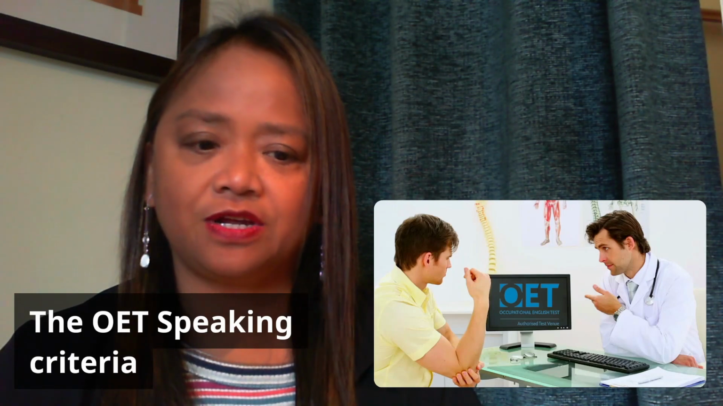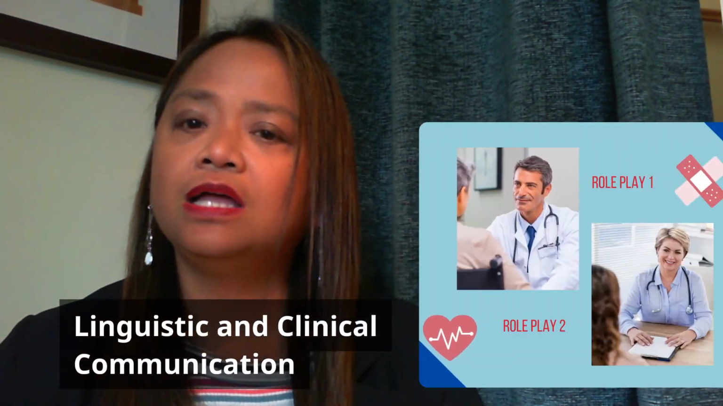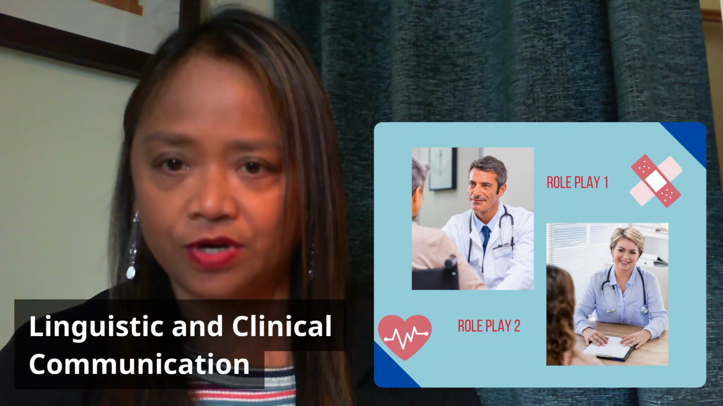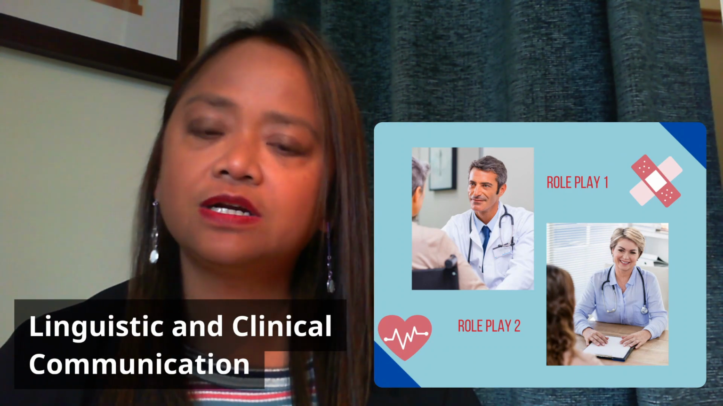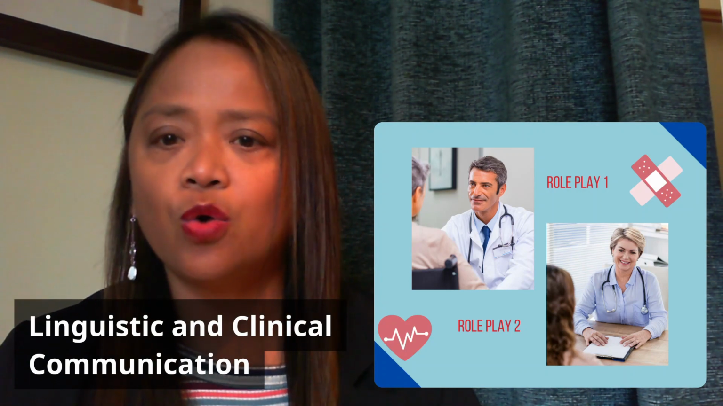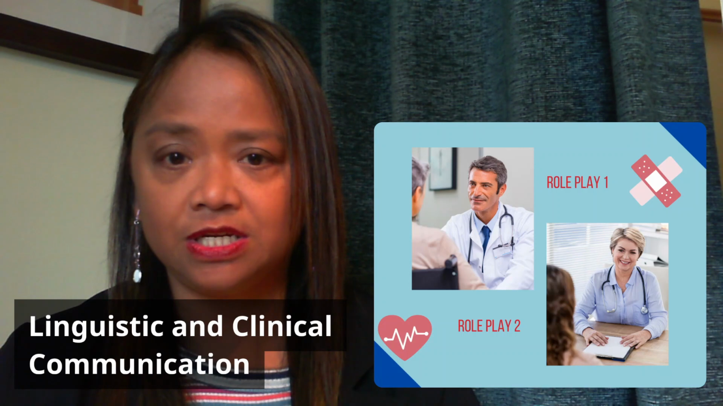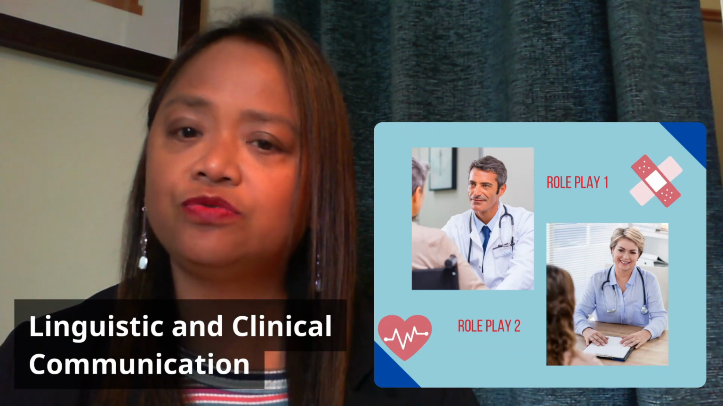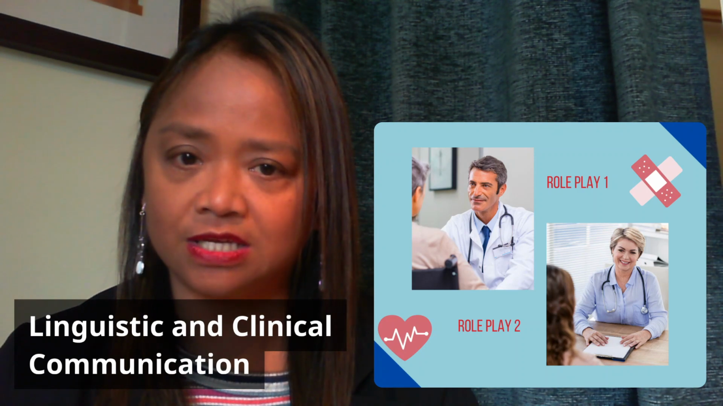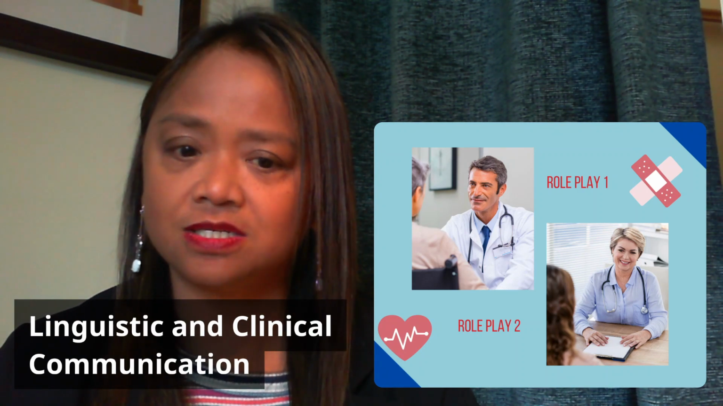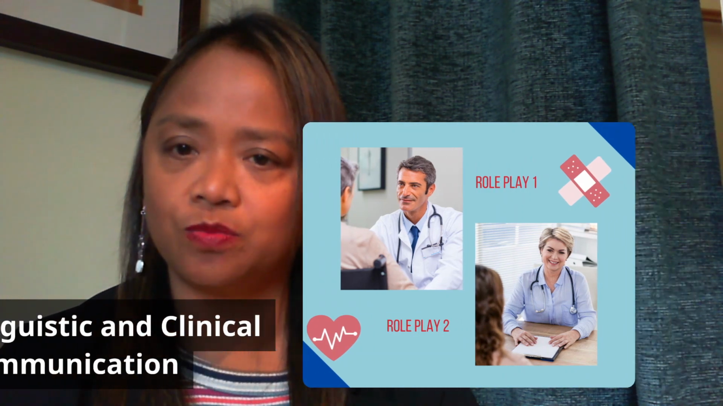of the speaking criteria. The OET speaking subtest is assessed on two sets of criteria. The linguistic criteria focuses on the accuracy of your language, while the clinical communication criteria is on how effectively you can communicate in a real-life workplace context. They are able to do this using the two role plays, Role Play 1 and Role Play 2.